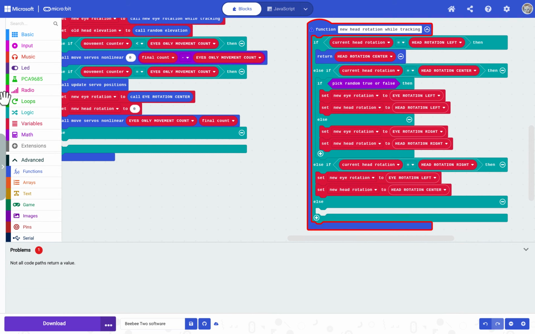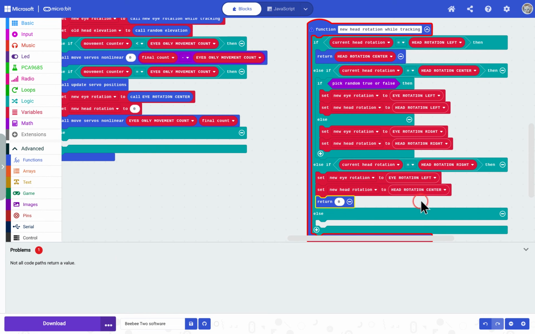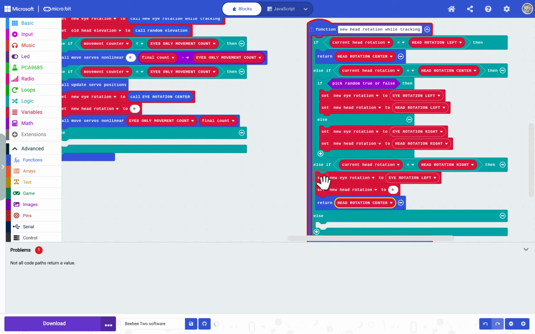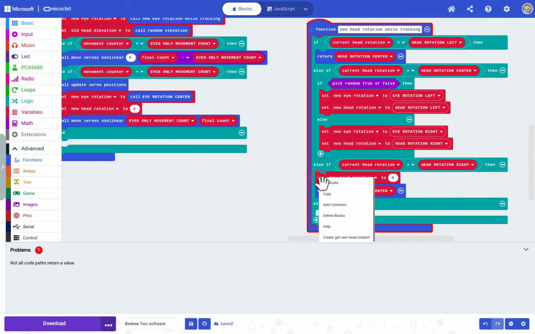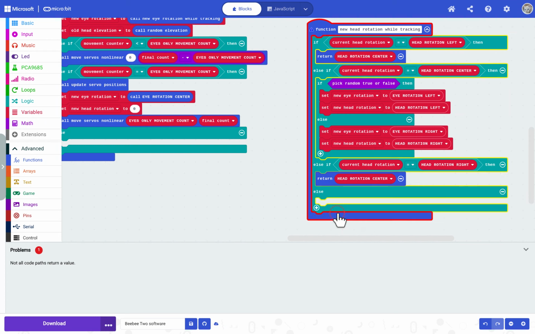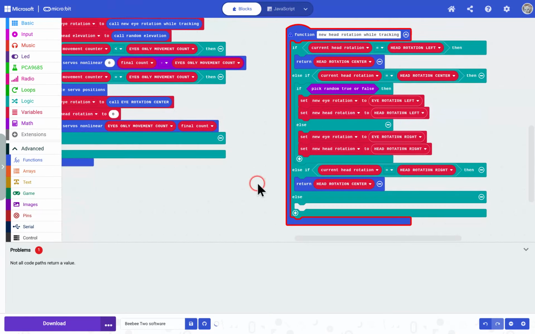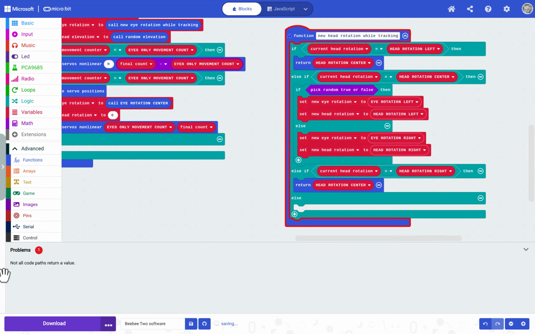And again, we know what we want over here. We want the head rotation to be towards the center. Get rid of this. We can get rid of this. There we go. Now, all we have to deal with now is what do we do when the head rotation is center?